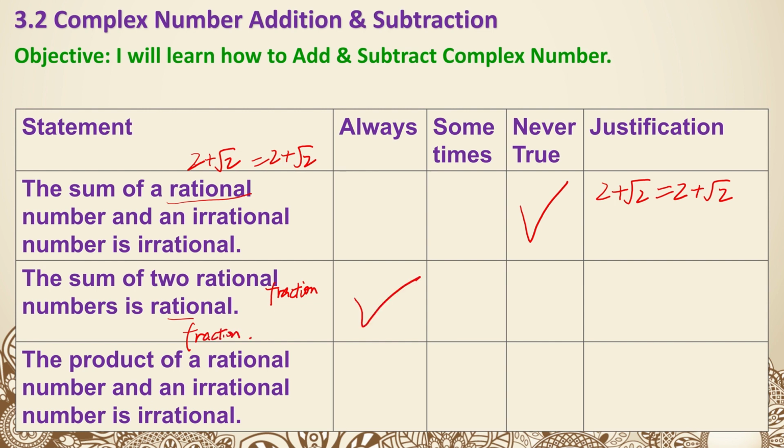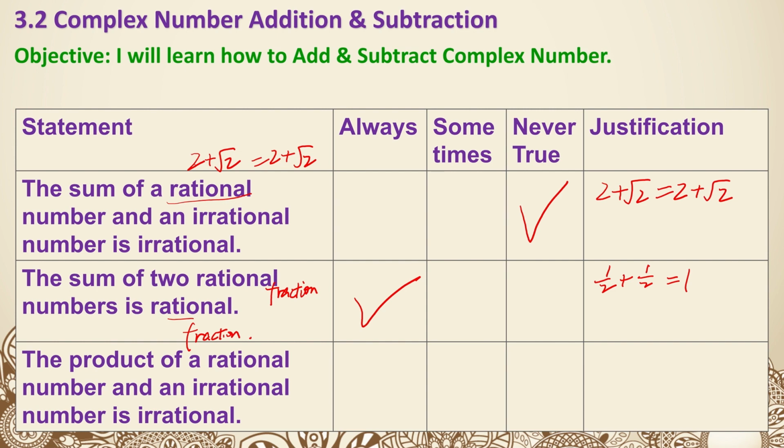So this is always true. So for example, 1/2 plus 1/2, that is a 1, which is still a rational number. Next, the product. The mistake I made in 1 was actually for this one because it's multiplication. The product of a rational number and an irrational number is irrational.